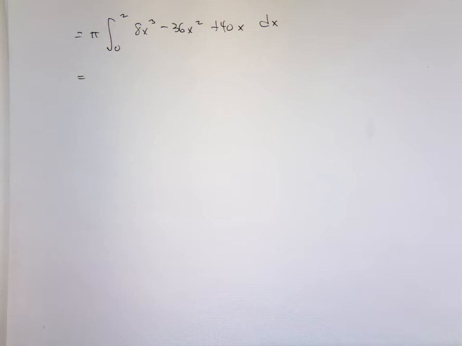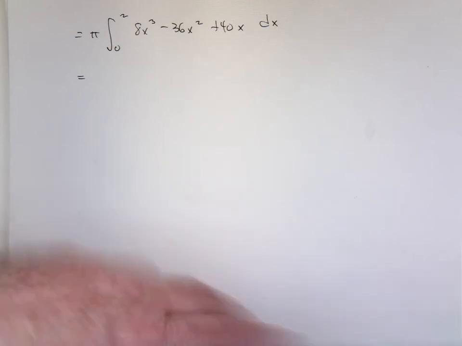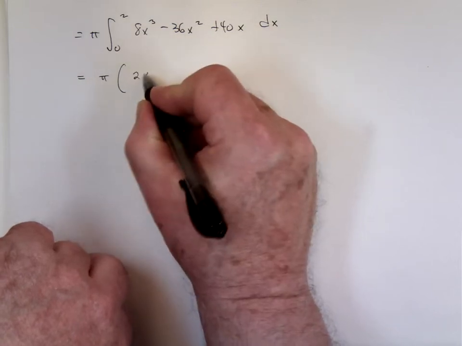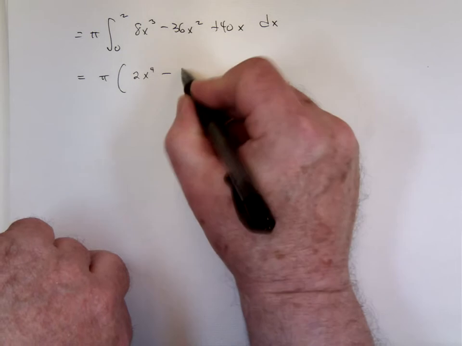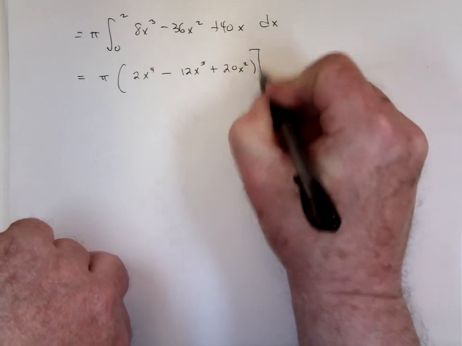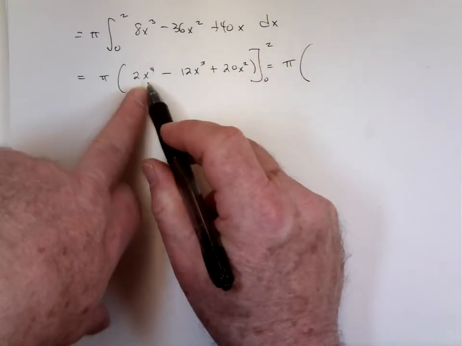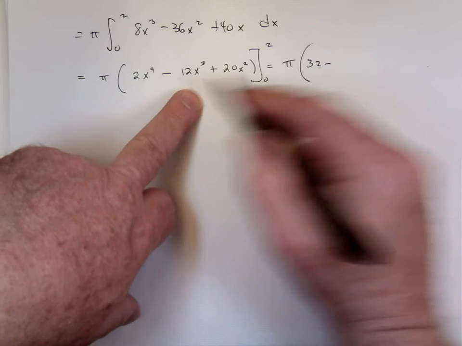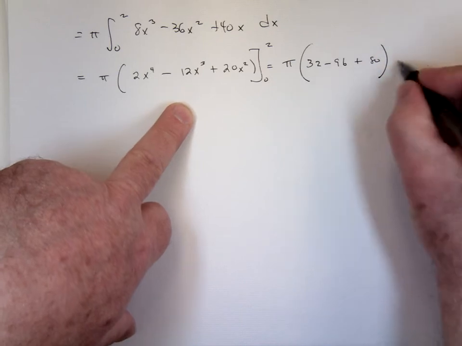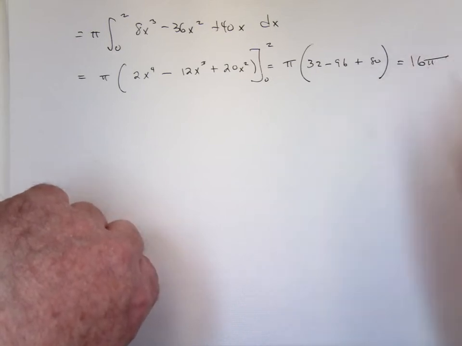We could take a 4 out front, but I'm just going to integrate it. 8x to the 4th over 4, 36x cubed over 3, 40x squared over 2. Put in a 2. 16, 32. 8, 96. 80. Zeros give us 0. That's a 112 minus 96 is 16. I'd go with 16 pi.